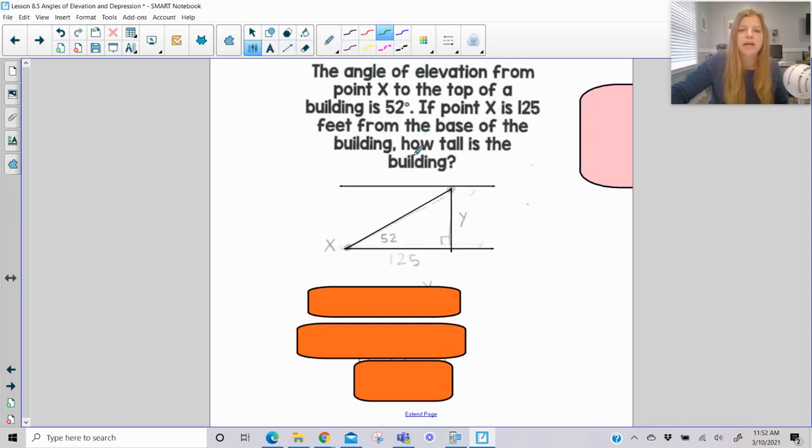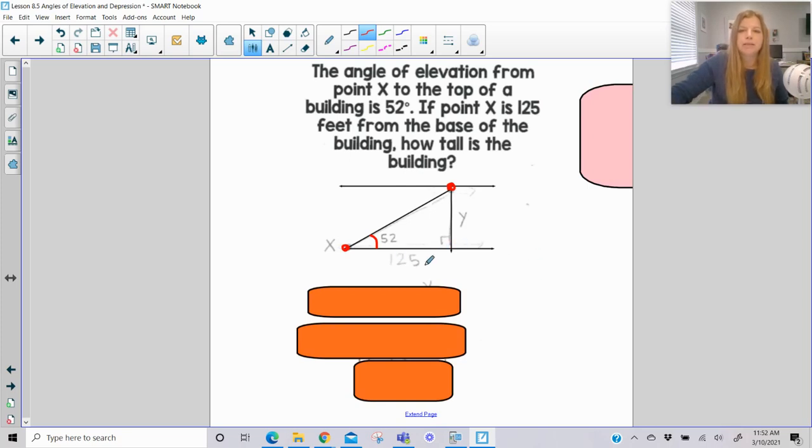So it says here the angle of elevation from point X, so here's where I have point X, to the top of a building is 52 degrees. So notice where the 52 is. It's between the transversal, the angle of elevation looking up, and the horizontal line.